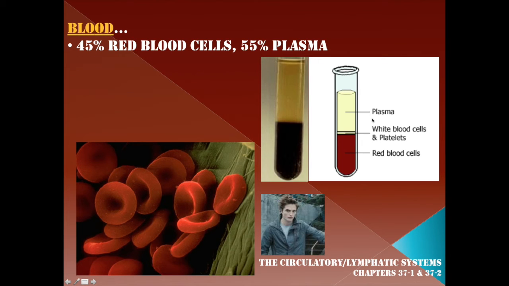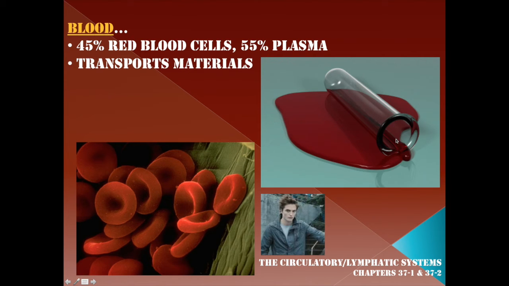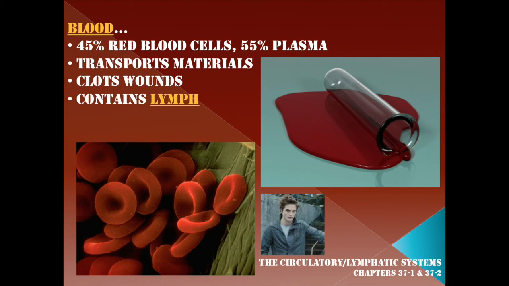All right, so go back here. There is a thin 1-ish% of other things like white blood cells and cholesterol and such, platelets, but most of it is red blood cells and plasma. And basically what it does is it transports materials throughout the body. That's really what blood is all about. It clots wounds, so if there's ever a cut, the platelets in particular clot the wounds. And there's also a material that exchanges in the bloodstream called lymph.